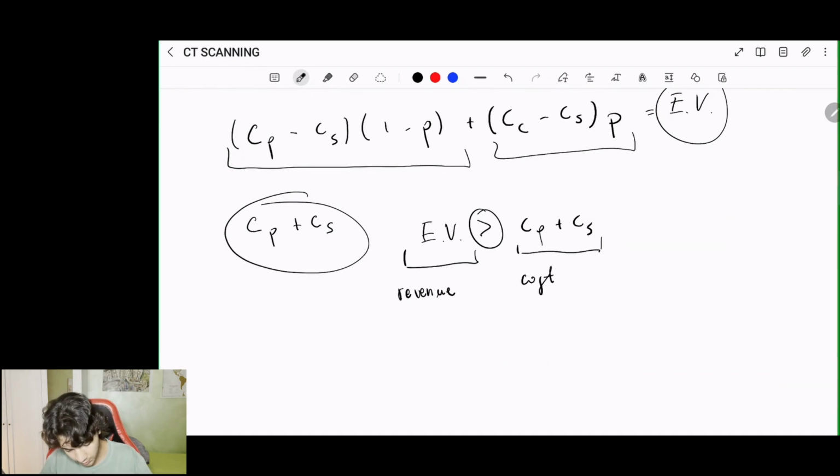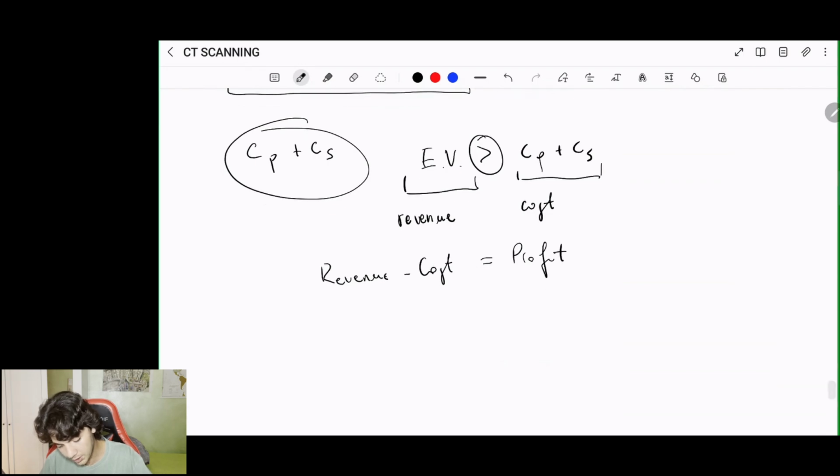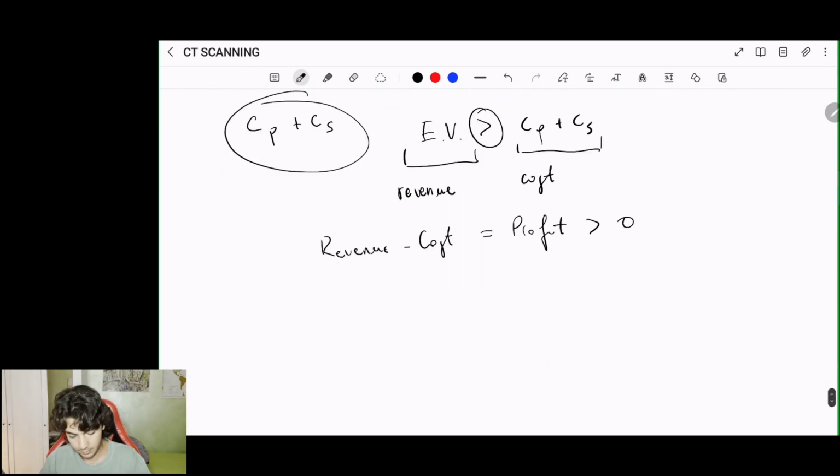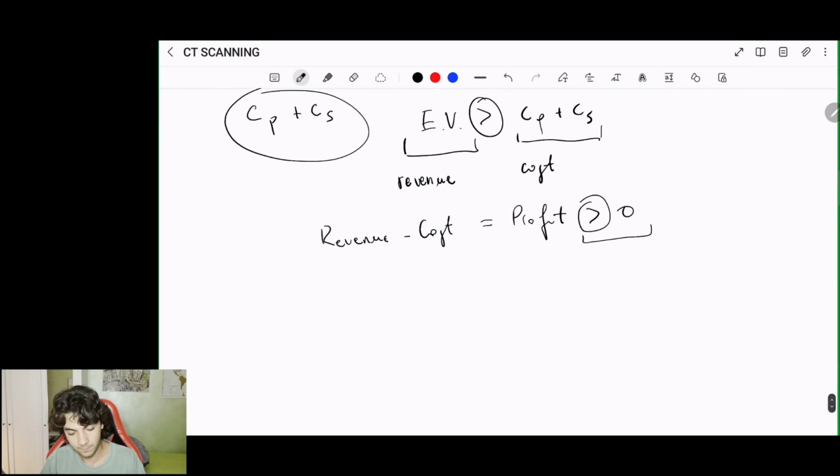So revenue minus cost is equal to profit, and you want that profit to be positive because you want to make money. Once again, this sign stands for greater than. So that's when you make money. At this point, you might be confused. Well, don't. It's real simple.